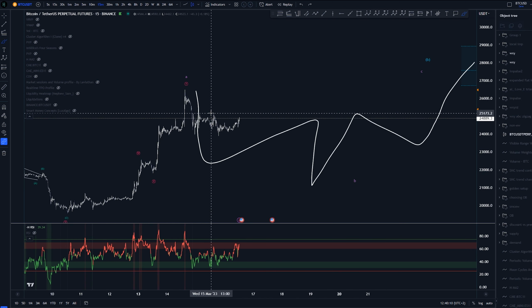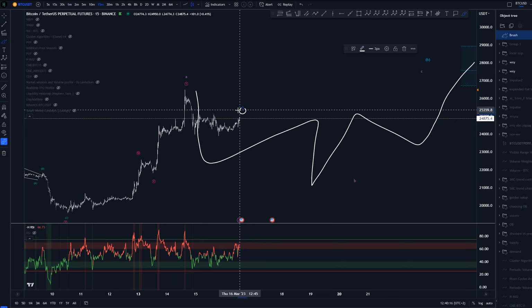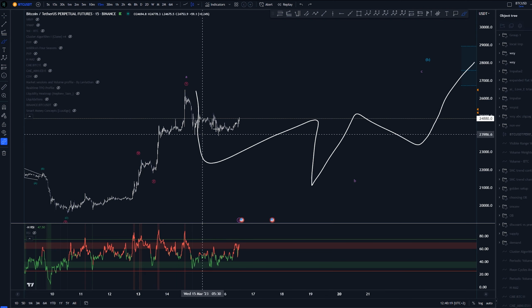However, again, these divergences are easy to break. If the price reaches here, then there's no divergence. This is the highest, this is the highest, no divergence, and yeah, that's that.